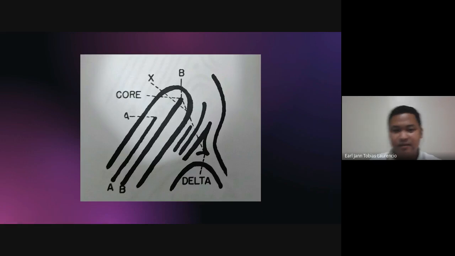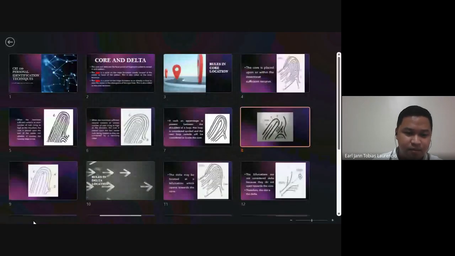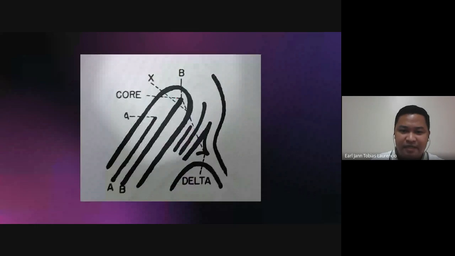Now let's go to the next one. Let's have an example here. As you can see in the example, let me change the color of my pen. The core was placed here. Why is it that the core was placed on that ridge? Our rule a while ago states that we will select the ridge that is far from the delta of the pattern. Why is it now that we are selecting a ridge that is near the delta of the pattern and treating it as the core of the pattern?